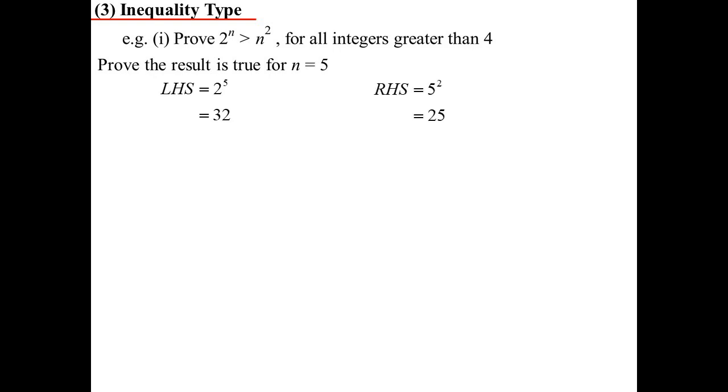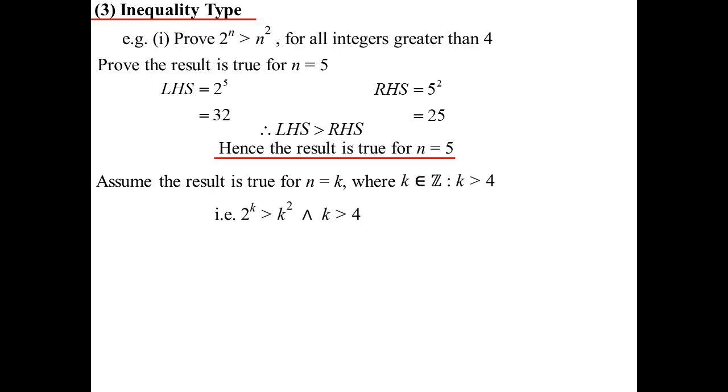Now here's the big difference between extension 2 and extension 1. Inequality inductions. They don't do those in extension 1 anymore. Prove that 2 to the power of n is greater than n squared for all integers greater than 4. First case, therefore, is n equals 5. Left-hand side is 32, right-hand side is 25, and 32 certainly is bigger than 25. So true for n equals 5.